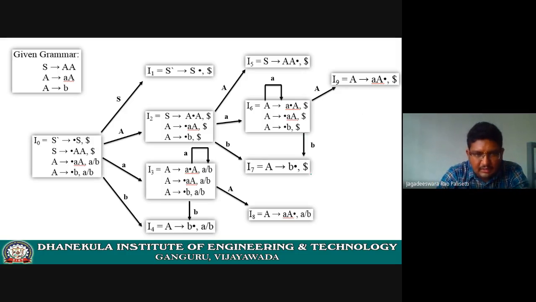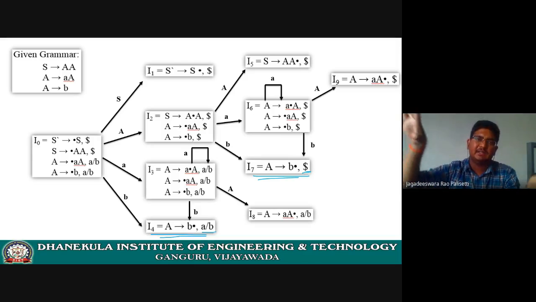If you observe this I4 and this I7, it is the same production rule, A tends to small b. I4 is a reduce state, I7 is also a reduce state. What is the difference? In I4 the lookaheads are a and b, here in I7 the lookahead is $. That's why you are getting more number of states in CLR. Even though the production rule is the same, the lookahead is different, so we make these two different states.